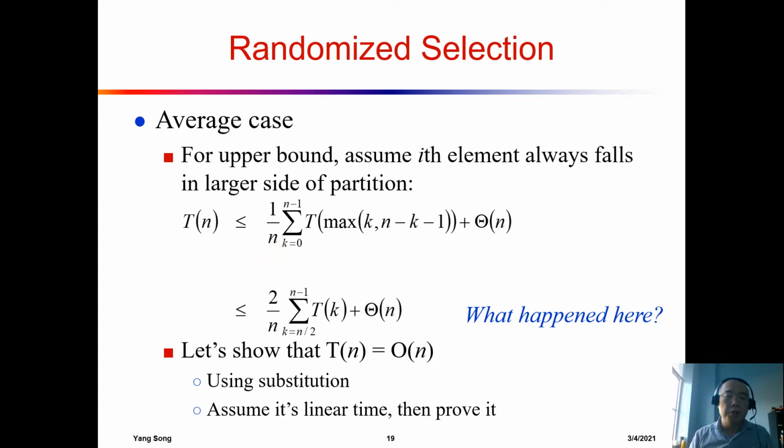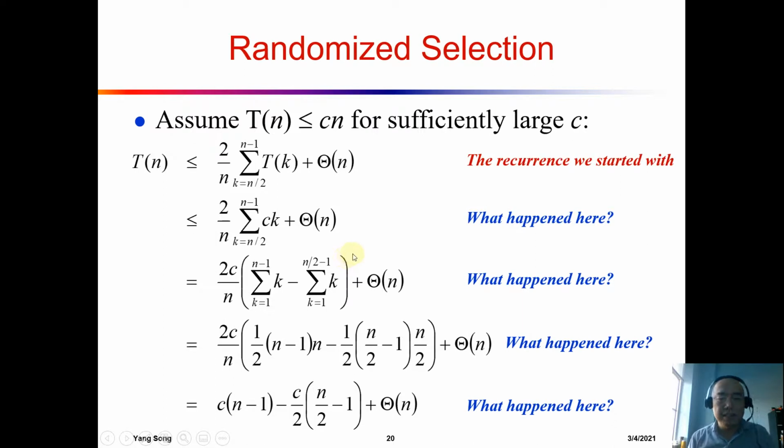So we are going to do a substitution. We are going to substitute this T(n) with a linear time, and then we are going to prove that the entire T(n) is also a linear time algorithm. Okay, so sorry, this is kind of annoying again, but I'm going to go through it very quickly. If you have already understood the proof of the average case of quicksort, this is an easy case for you.